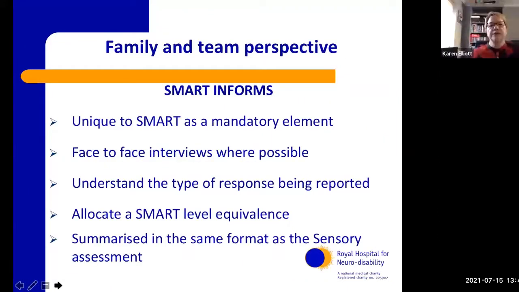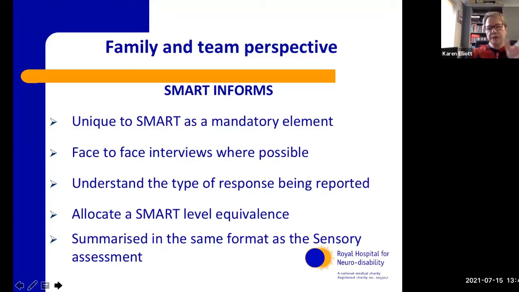So moving on to the last aspect of SMART, that's the part where we include the family and the team. So this is unique to SMART. It's a mandatory element. We ask clinicians to do face-to-face interviews where possible, so that you can understand the type of response that the family or the team member or the care team member are reporting.